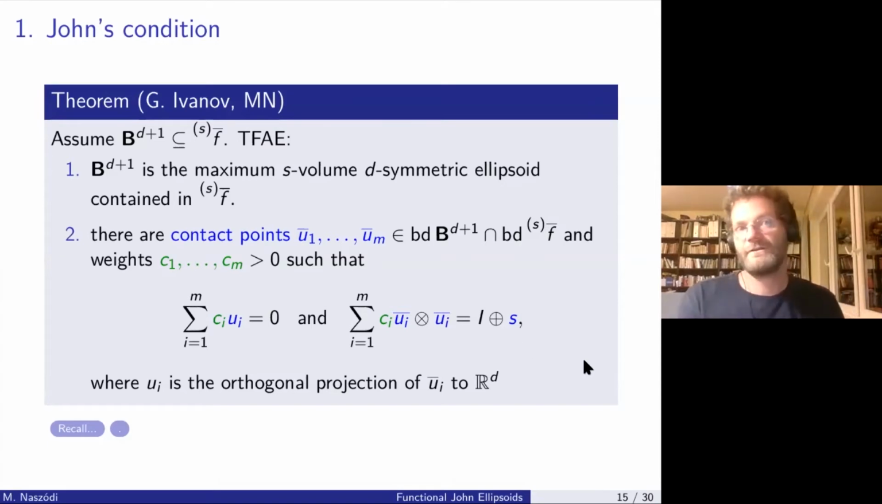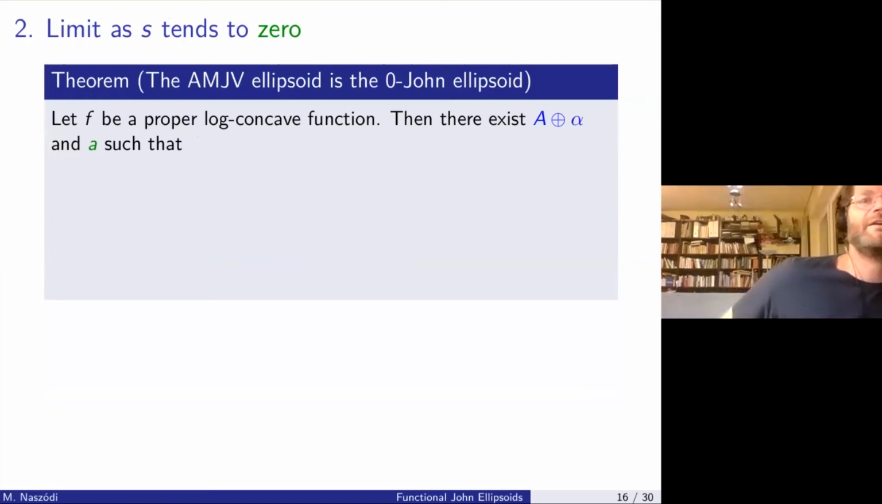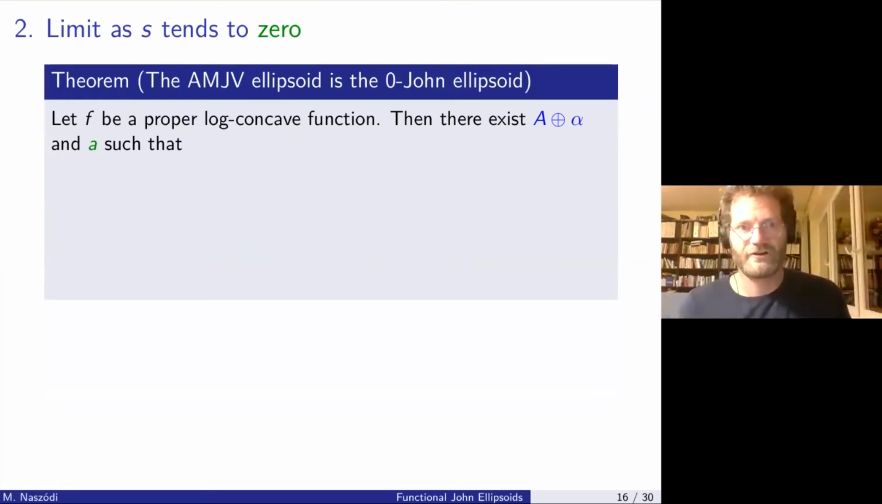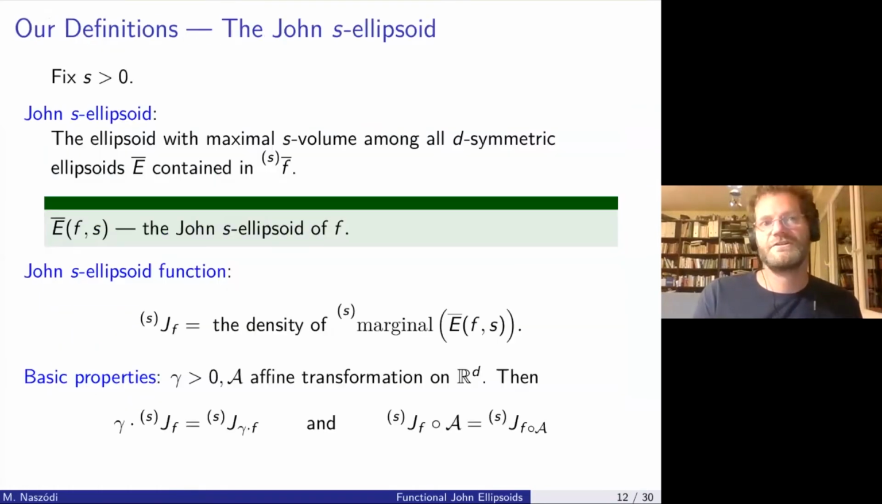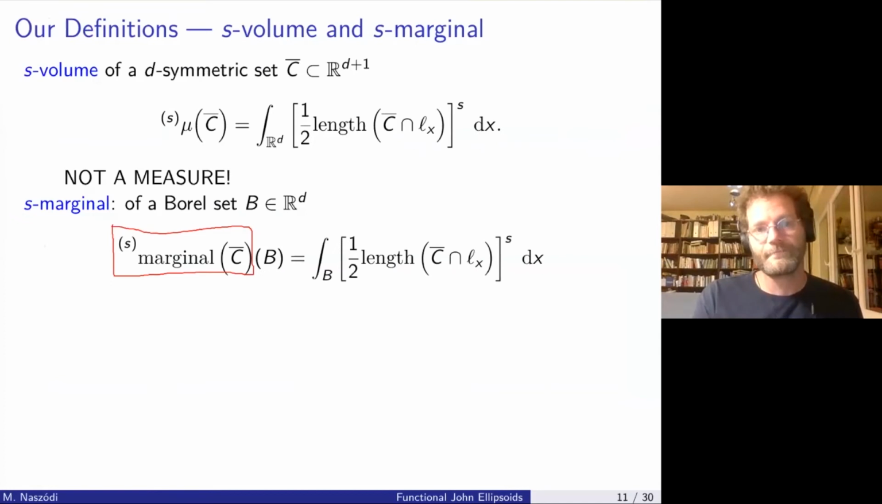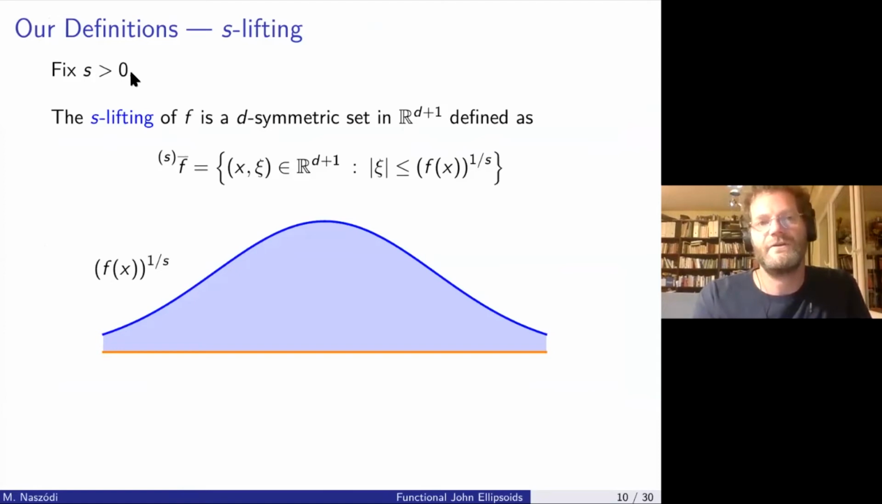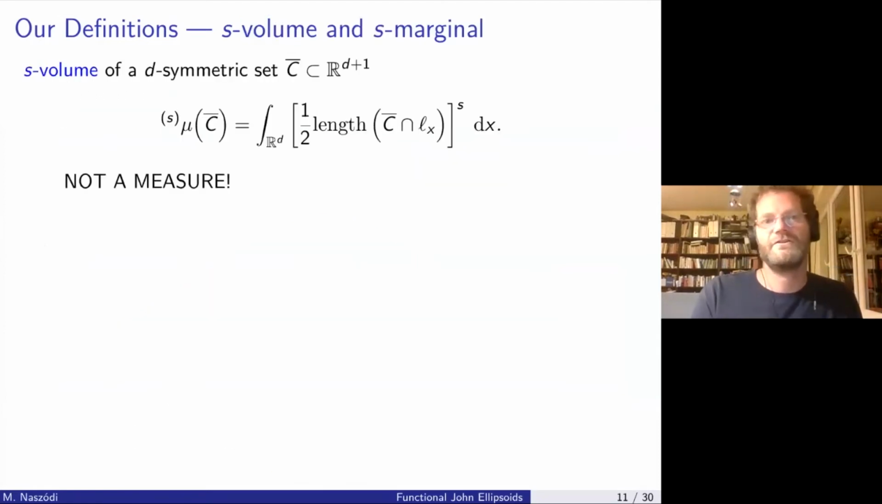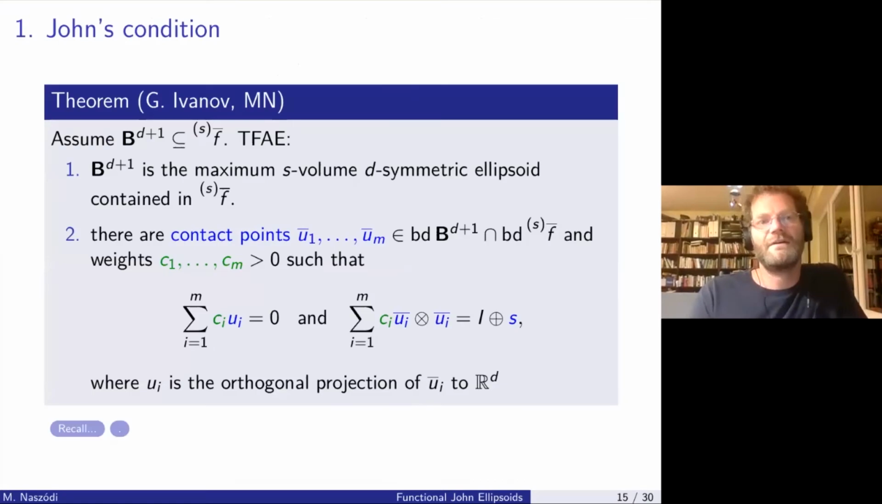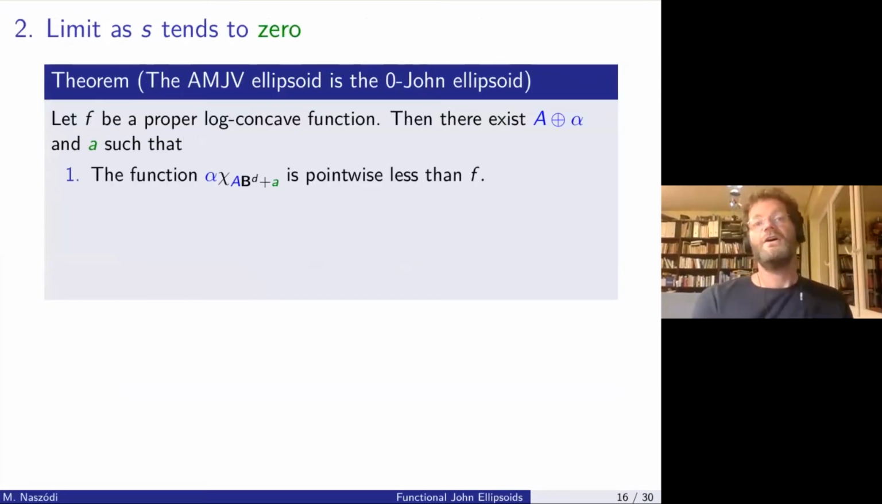Okay, so that's one result. So we understand we have the John condition. The second is: what if S tends to 0? So our definition, let me just go back here. All these definitions make sense if S is bigger than 0. So we had to have this bigger than 0 condition. But nevertheless, you can ask what happens when S tends to 0. And the answer is, and this is now why we call it the J0, you will get back the AMJV ellipsoid. So for S tends to 0, it is that ellipsoid.